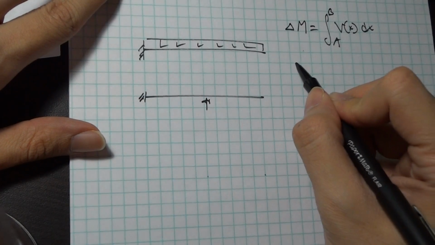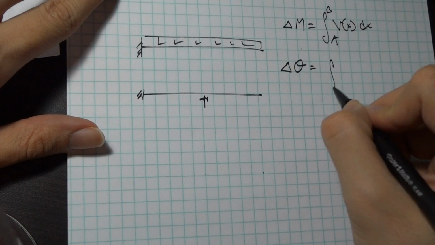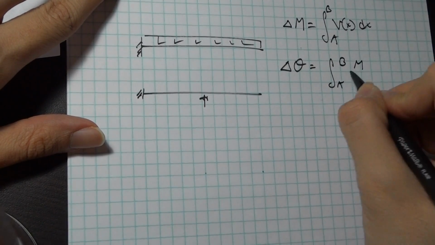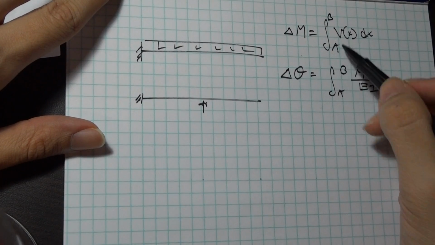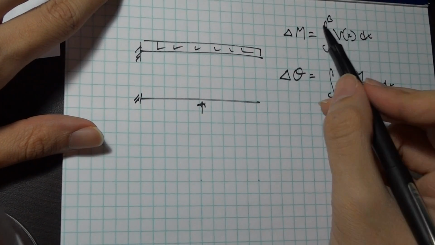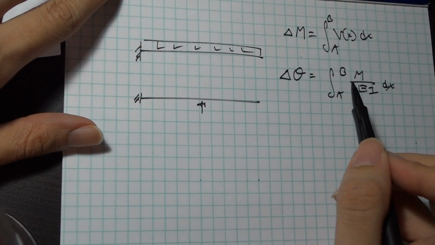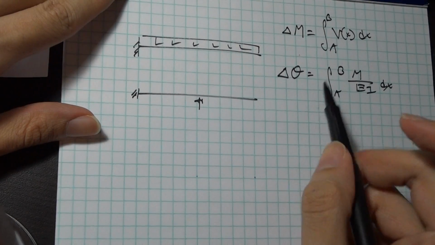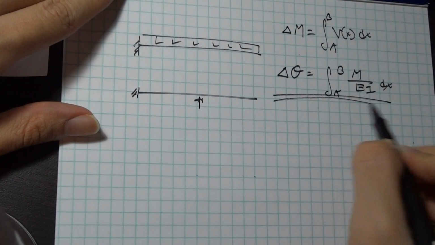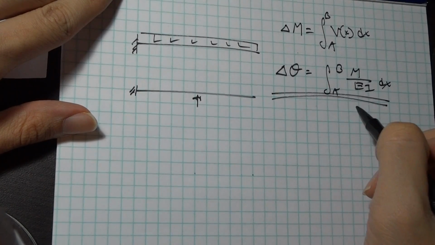Similarly, I can do the same thing with rotation. Right, these two have a very similar relationship. I integrated my shear diagram to get the change in moment. I'm integrating my moment to get the change in angle, change in rotation. This is my first moment area theorem. It basically says that the change in angle between A and B is equal to the area of the moment diagram between A and B.